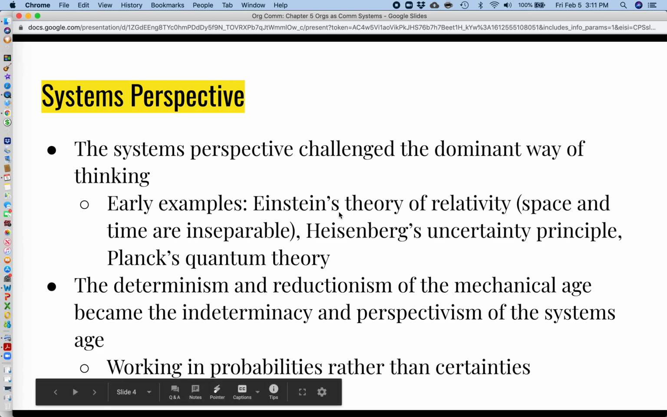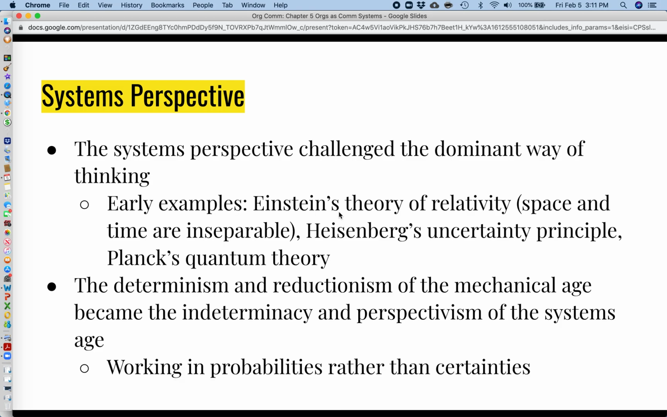So, for example, Einstein's theory of relativity showed pretty conclusively that space and time are inseparable. Now, prior to this, prior to Einstein and his theory of relativity, we thought of these things, space and time, as distinct, as discrete entities, as separate things, right? Because you remember, in science, we're always trying to be reductionist. We're always trying to reduce things down to their key elements.